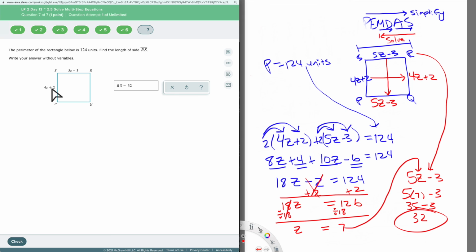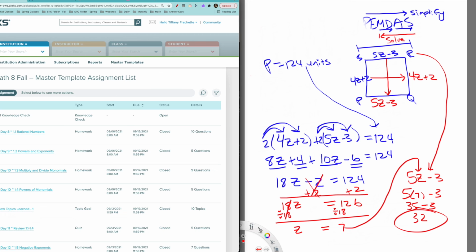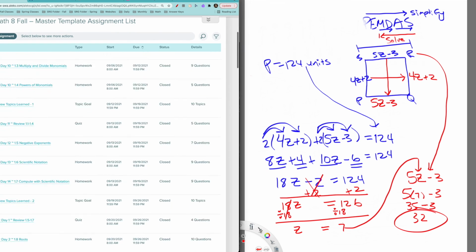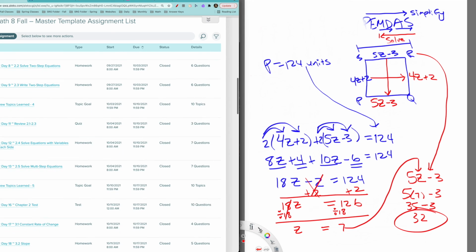Okay, so that was section 5. Let's see, is there another section here? Scrolling down just to see. Couldn't remember if that was the end. So that is the end of section 3. Chapter 2. I will see you in chapter 3.